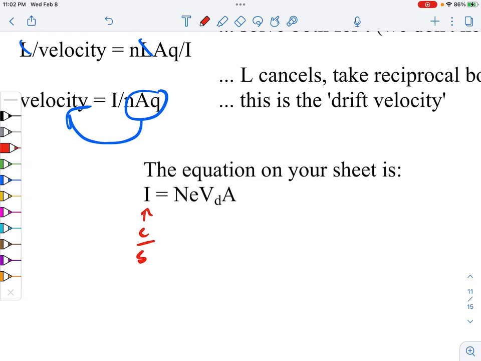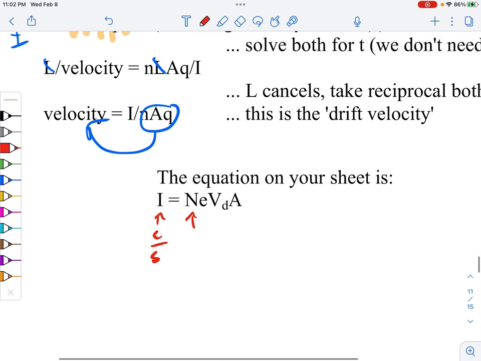Great. What's this other stuff? This N is just a count. What do I mean by a count? It's the number of charges in a particular space. I said area, I should have said volume, excuse me. Some number of charges in some space. This E is the charge on an electron, so it's like 1.6 times 10 to the negative 19th coulombs.